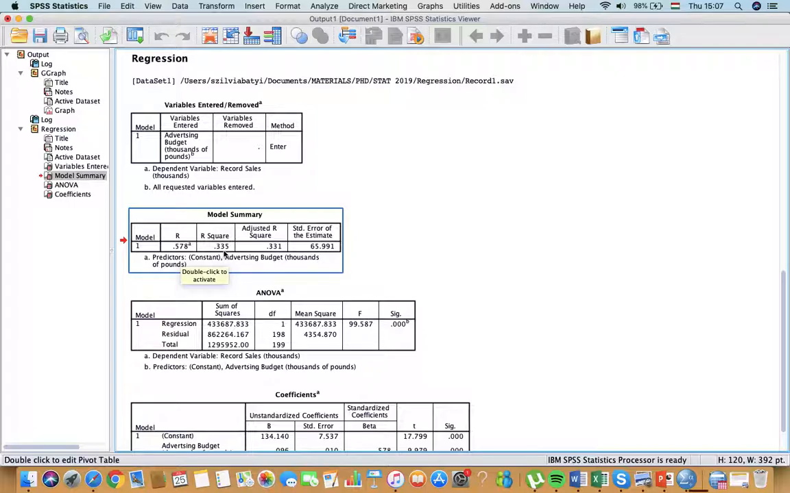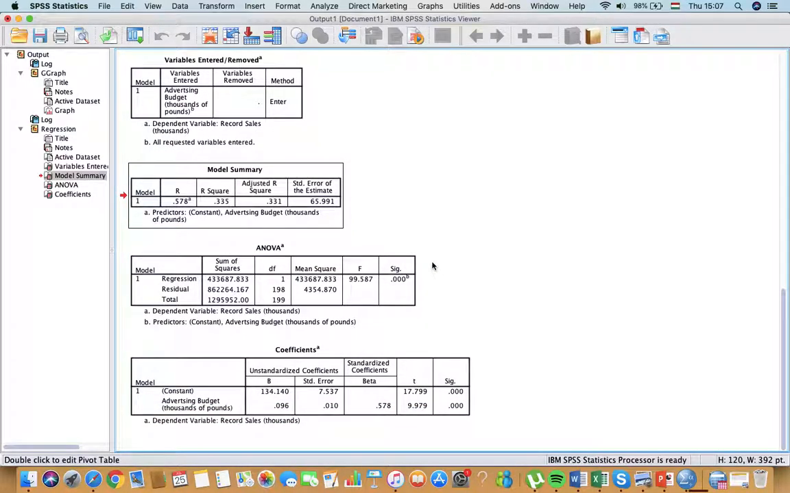Here the second number is the R squared, which is 0.335. This has to be multiplied by 100, remember from the slides, and it will be 33.5%. And this can be interpreted that 33.5% of the record sales can be explained by advertising. But still, there are around 60% of the sales that cannot be accounted for by advertising. So there are other variables that contribute to the record sales.